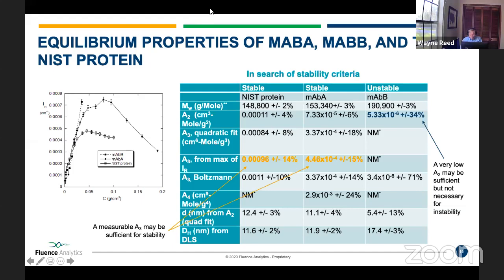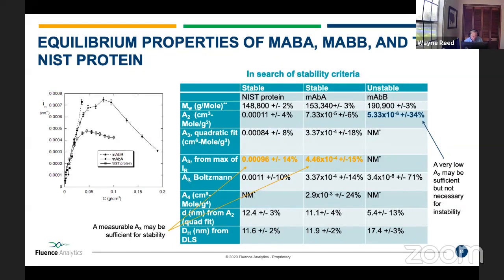It's unstable. If you look at the virial coefficients for the stable ones, they're on the order of 10 to the minus fourth, whereas it's like 10 to the minus six. So you have a very low virial coefficient, which means they don't repel each other too effectively. And interestingly, if you look on the left-hand side, both the stable NIST monoclonal antibody and the stable Biogen come to a maximum, whereas the unstable one is going up in a straight line. You can see it all the way to the left because it has very weak interaction. So this is one way of characterizing propensity to aggregation without actually looking at aggregation itself.